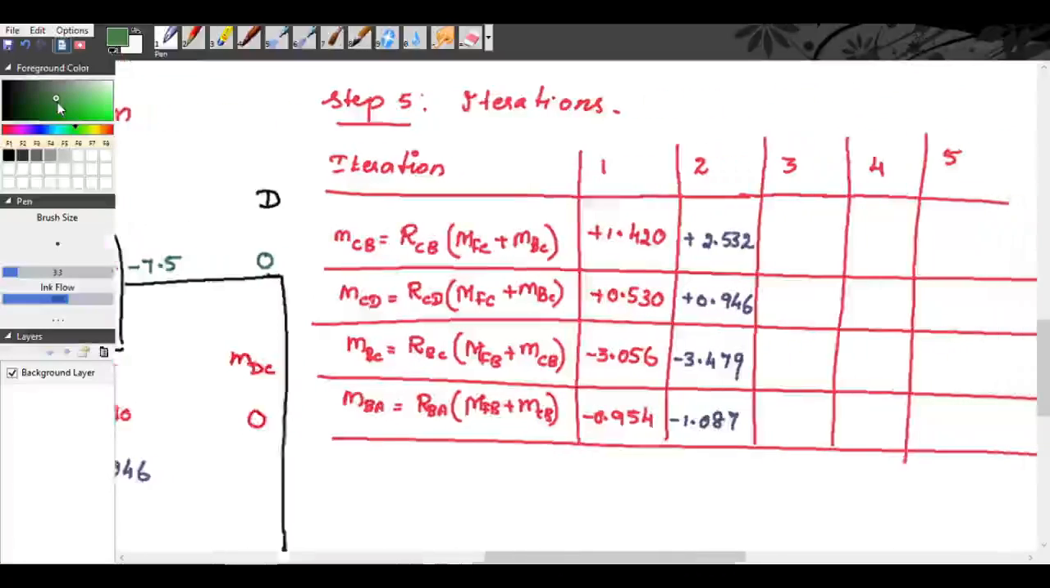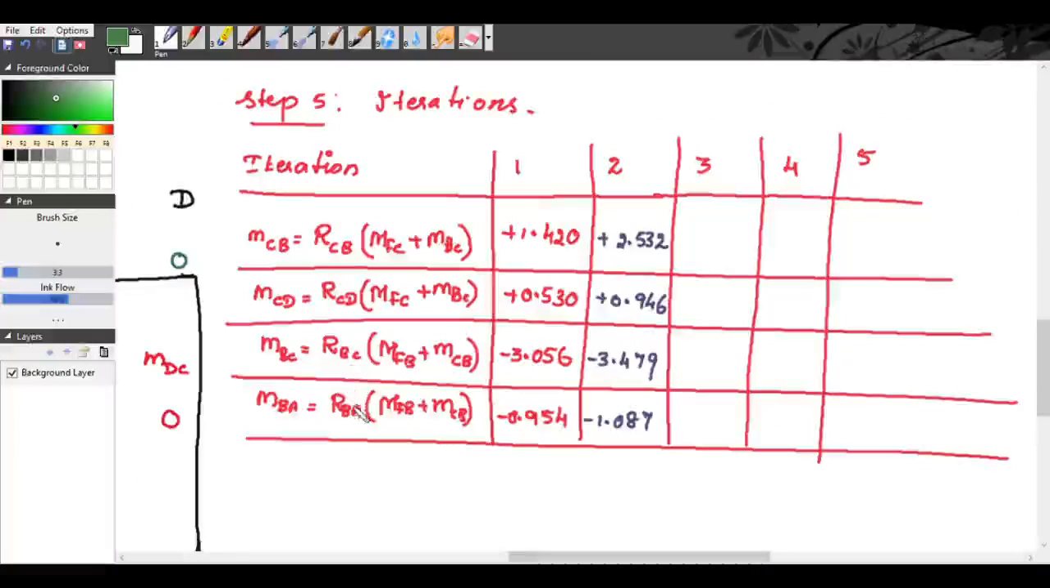Okay, so in the third iteration, the R values are plus 2.532 and 0.946, and capital MF remains the same. The only change is in MBC. For the first two cases, for MBC you have to use minus 1.087 and minus 3.479. For these two cases, for MCB you have to use whatever you are getting in the R column, that is the R values. For MBC you will be using minus 3.479.